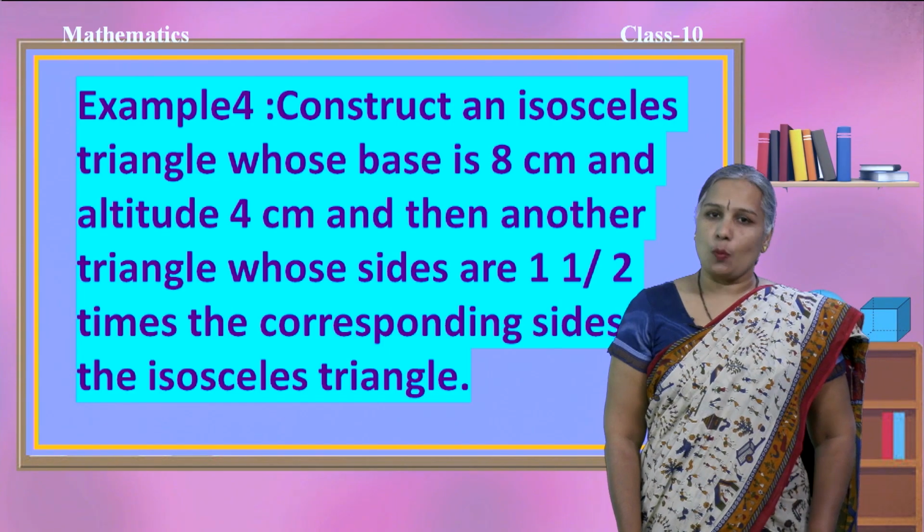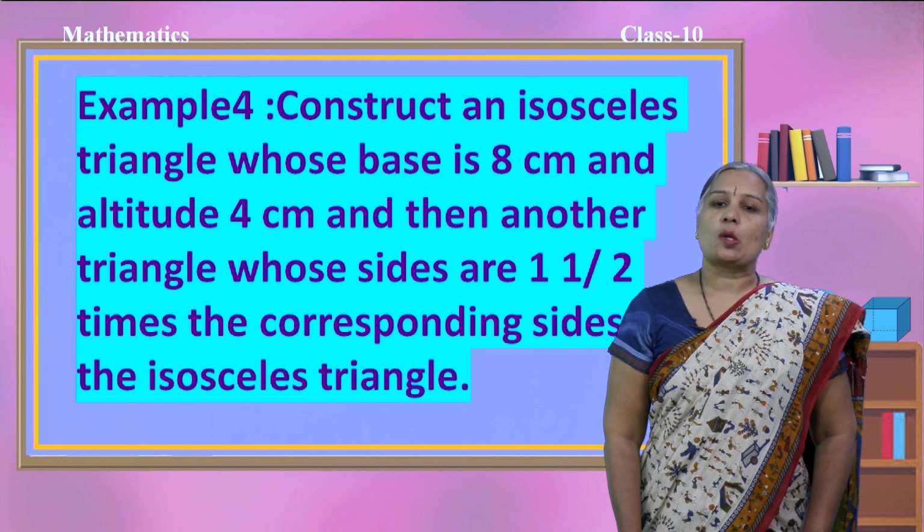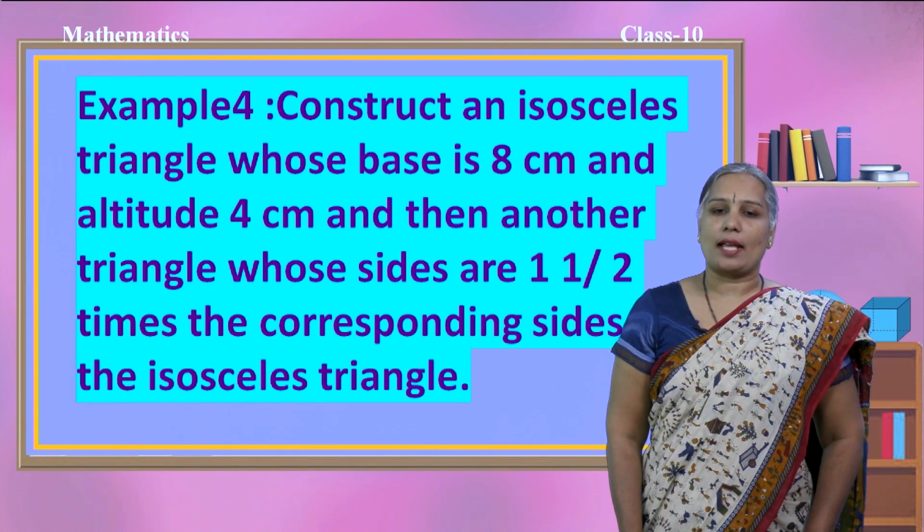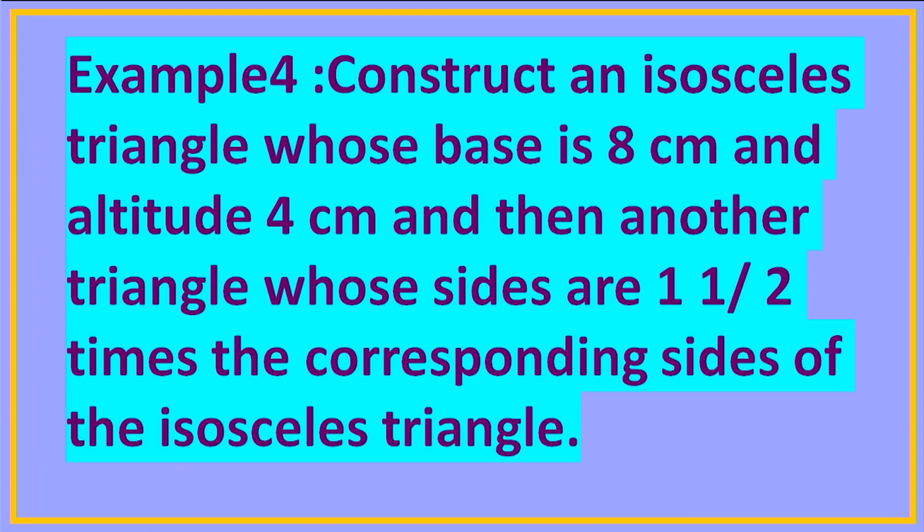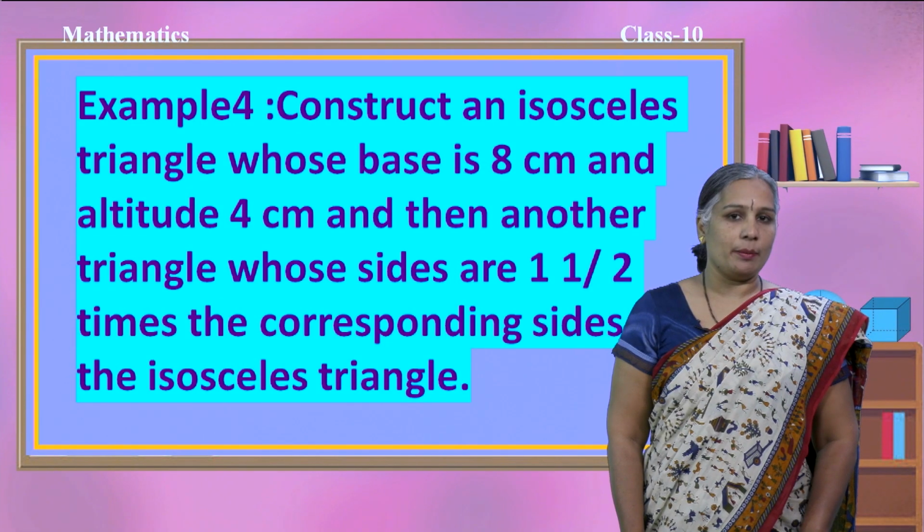Let us see one more example. Example goes like this. Construct an isosceles triangle. Children, you might be knowing that in a triangle, two sides will be equal. That triangle is called as isosceles triangle. Here we are taking an example of isosceles triangle. Construct an isosceles triangle whose base is 8 cm and altitude 4 cm. It means you have to take base as 8 cm and its height as 4 cm.